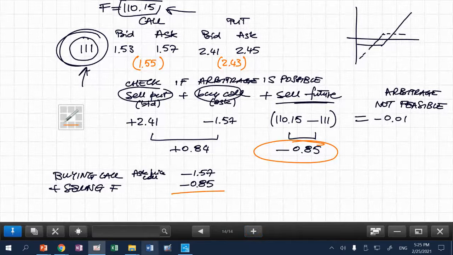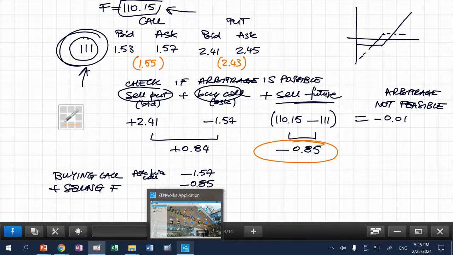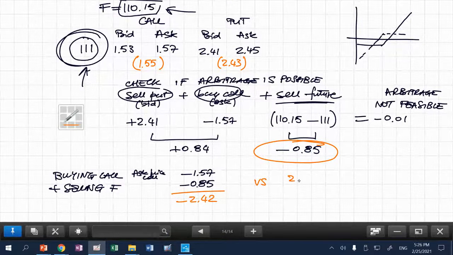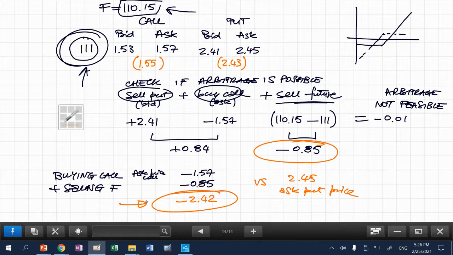The total of these two, the sum of these two, is equal to minus 2.42, which should be compared with what? If you wanted to buy a put option directly on the market, how much would you pay for it? Exactly. You would pay 245, which is the ask put price. So based on that, you say, look, if I build my put option by buying the call and selling the future, I get a better price. Is that okay?